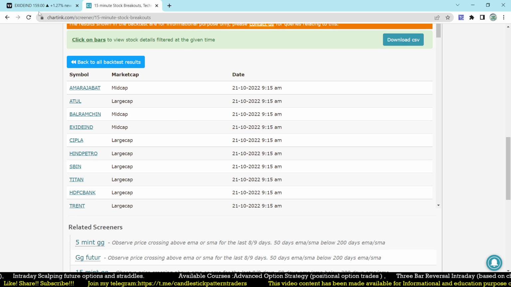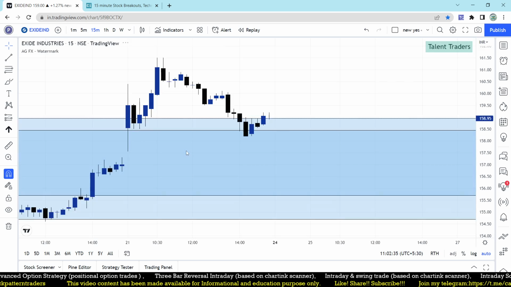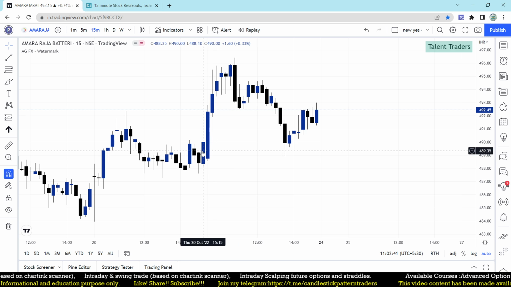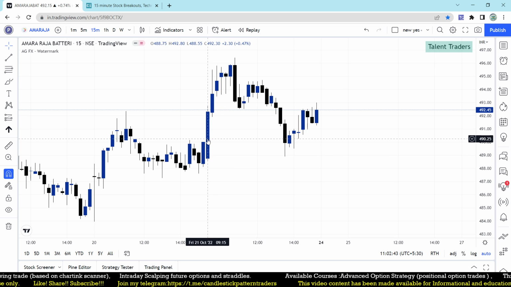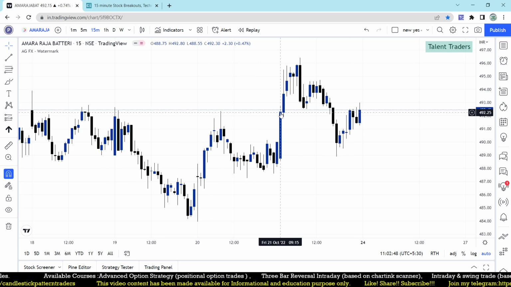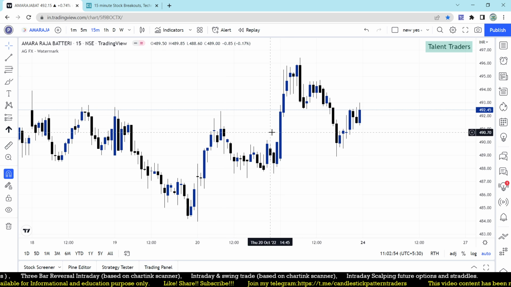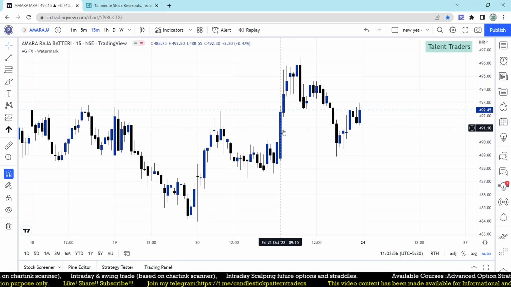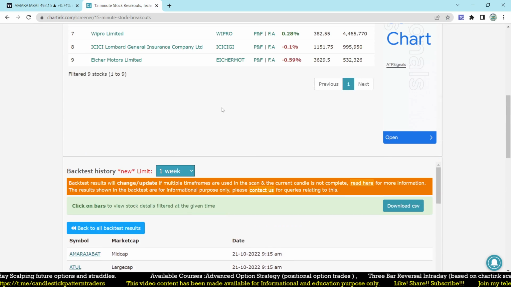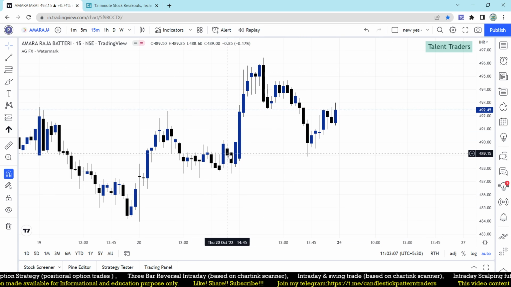Let me check Amar Raja Batteries and see what happened. This is the first 15 minutes today, this is the previous one, and this is the latest candle close of the day. If you check where this candle closed relative to the previous 30 candles, this may be the highest level, and it closed above this high. Here it is calculating the previous 20 bars, not 30 bars.